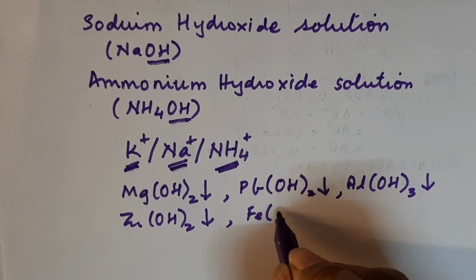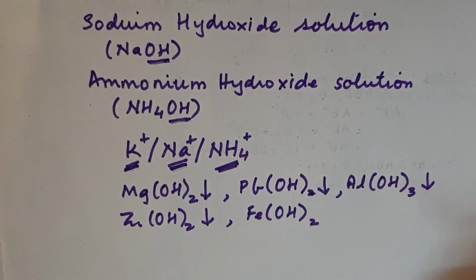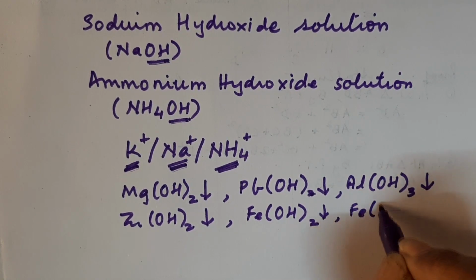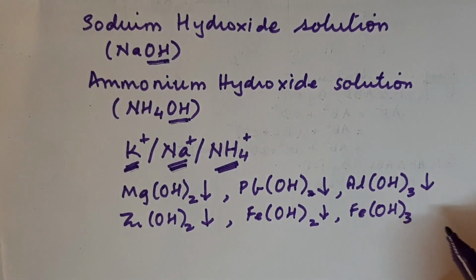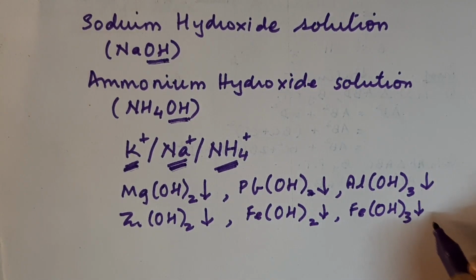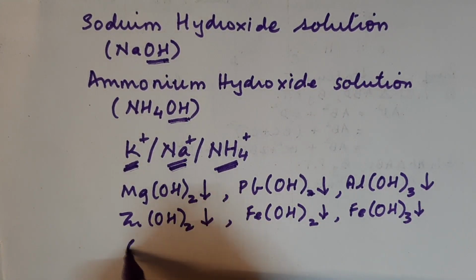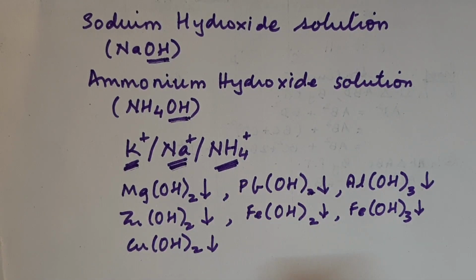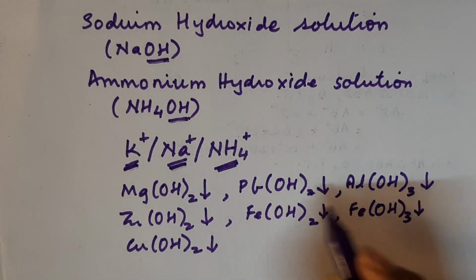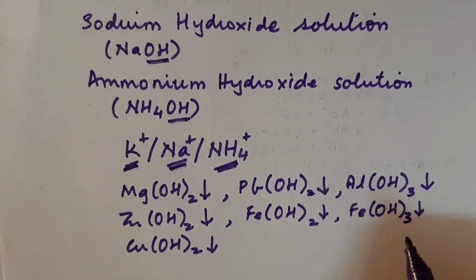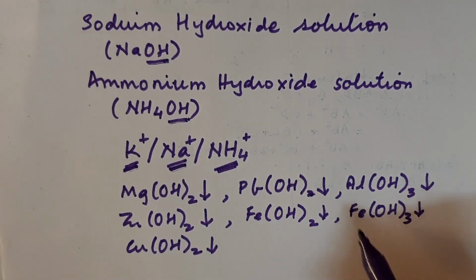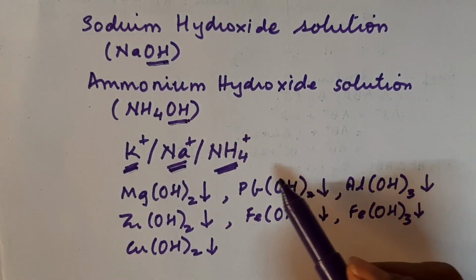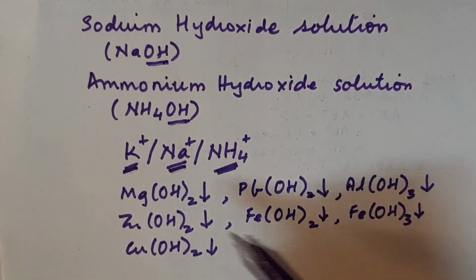How about Fe2+? Will it be soluble or insoluble? That's right, it will be insoluble. What about Fe3+? Will it be soluble or insoluble? That's right, that will be insoluble. What about copper? Copper hydroxide will be insoluble. So now that we understood all these are going to be insoluble, they differ in their solubilities in excess of NaOH solution and excess of NH4OH solution, and that is how we can detect these.